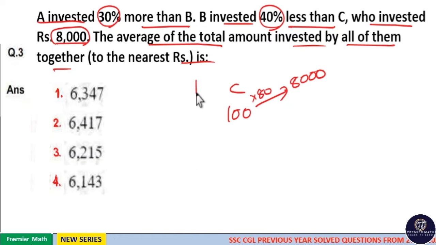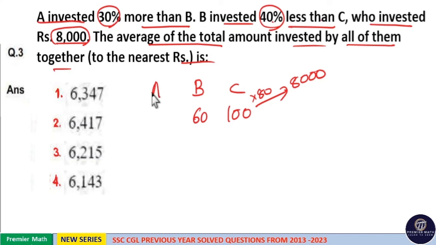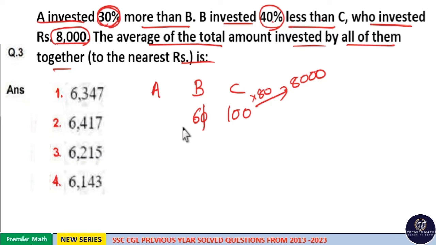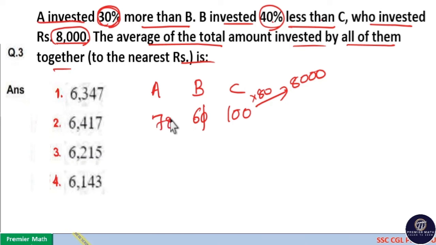1 part is 80. Now B invested 40% less than C, means 40 less than 100 is 60. Now A invested 30% more than B. 10% of 60 is 6. So 30% is 6 into 3, 18. So 60 plus 18 is 78.